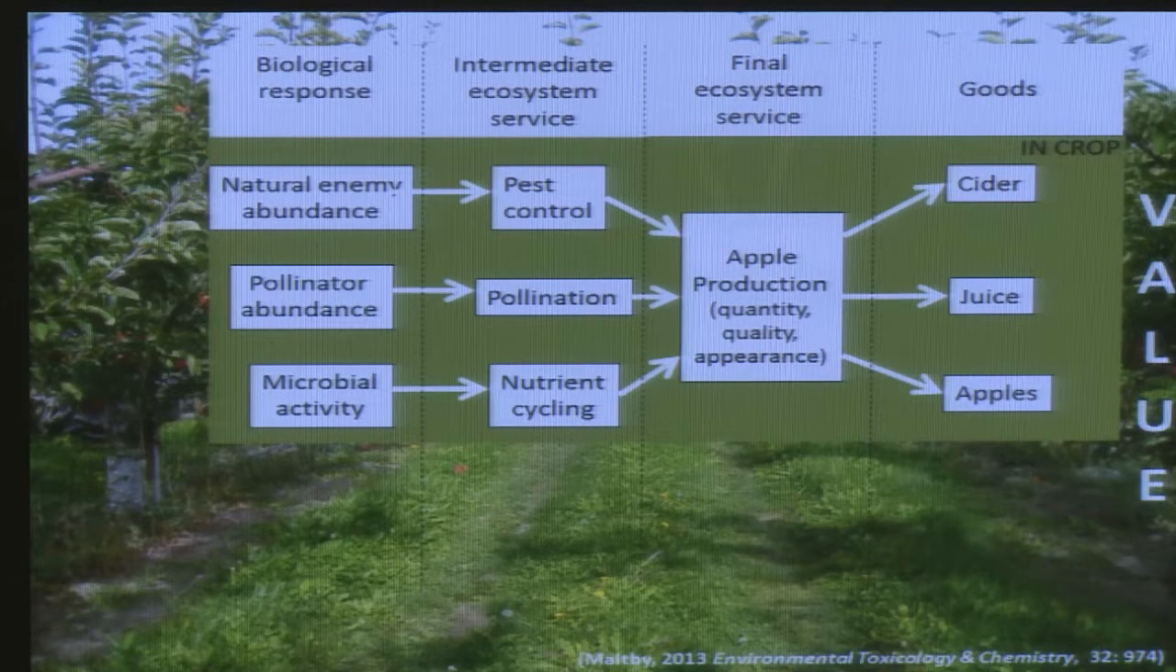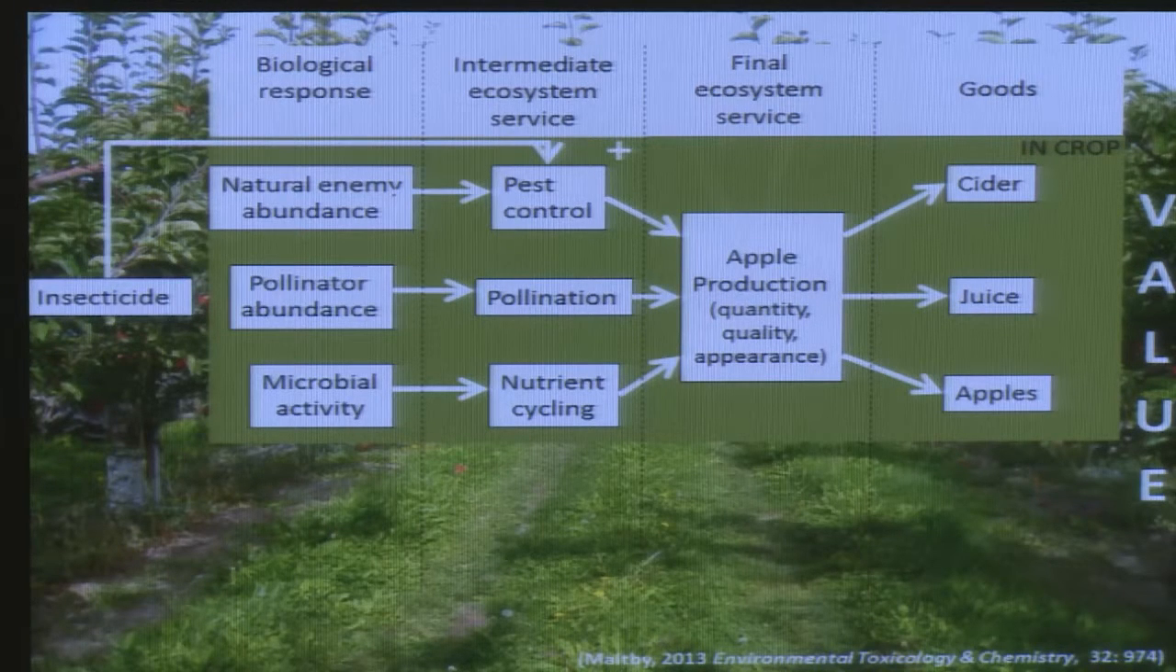Now, a farmer may decide to enhance apple production by applying an insecticide. That insecticide may help control the pest and increase crop production. However, that insecticide may also affect the abundance of natural enemies, affect the abundance of pollinators, affect the activity of microbes, and they may all have negative effects on production.